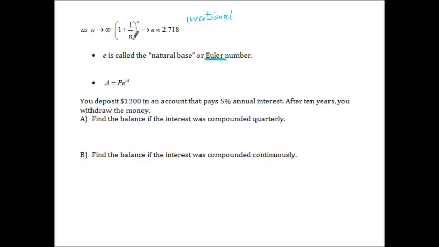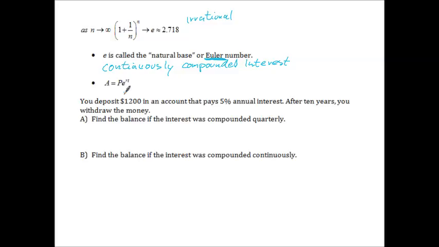So if this whole thing gets replaced by e, then our formula, and this is the formula for the continuously compounded interest, becomes A is equal to PERT, or at least that's the way to remember it, P times e to the power of rt. And now we're going to see what that's going to do to our money.